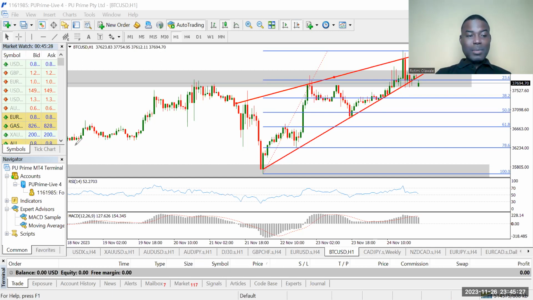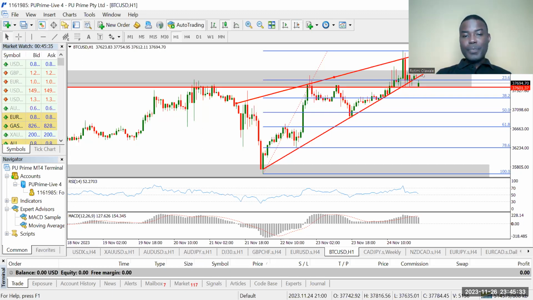So let's look at another possible entry, and that will be right below the current support level. So once price breaks below that level, then it will be a time to trigger a sell on this instrument. So I expect price to break out to Fibonacci 38.2, Fibonacci 50, Fibonacci 61.8, and possibly to Fibonacci 78.6. So by and large, I'm bearish biased on BTCUSD for this week.